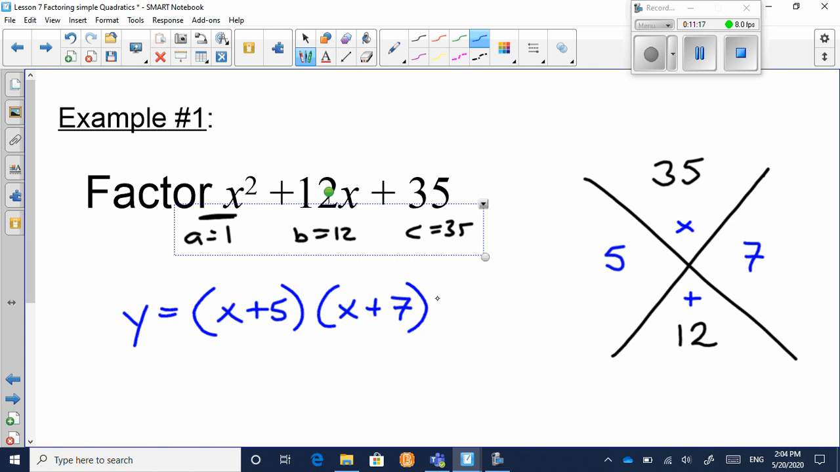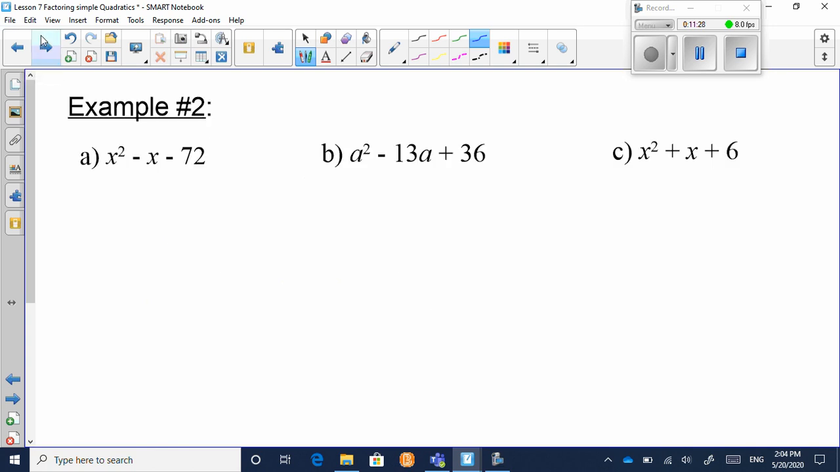Now, again, I'm going to emphasize that it's a little bit easier because a is equal to 1. In the next lesson, I'll show you the next one. But let's try a few more. Okay, so here we go.